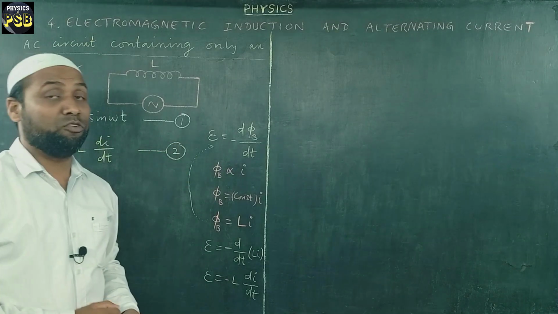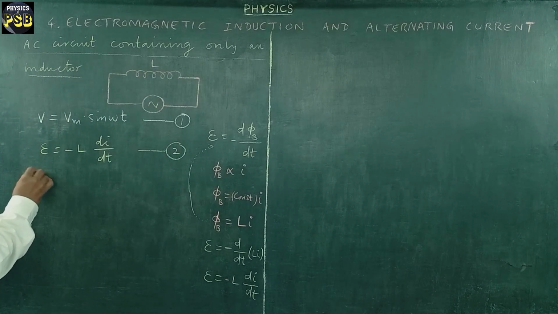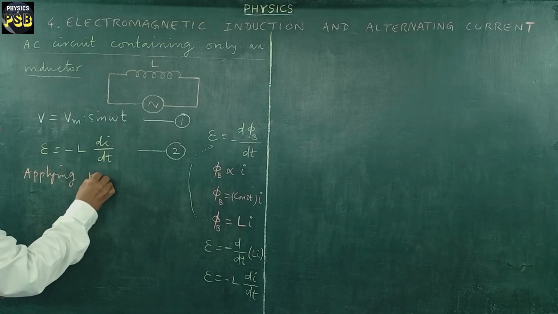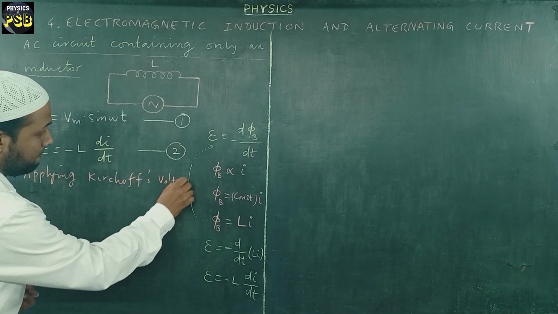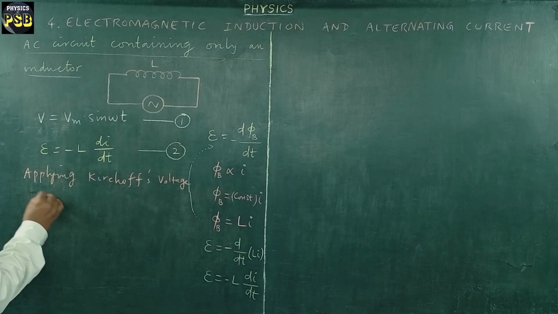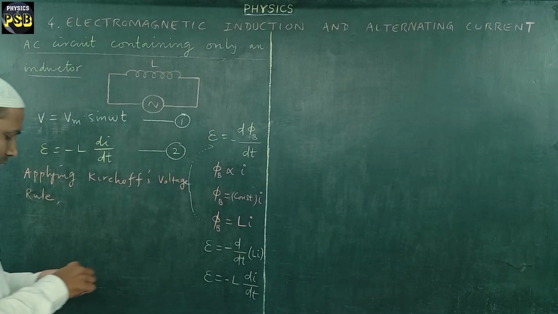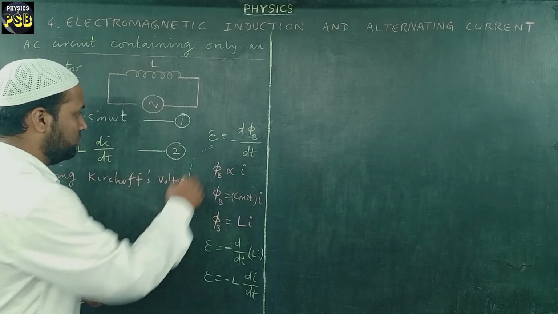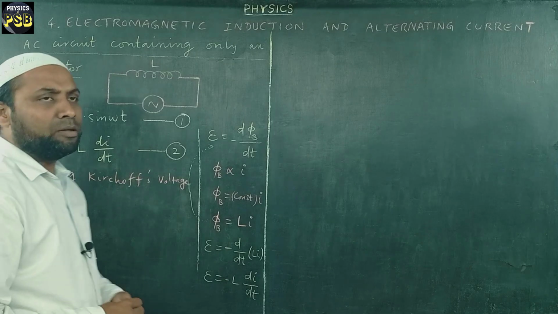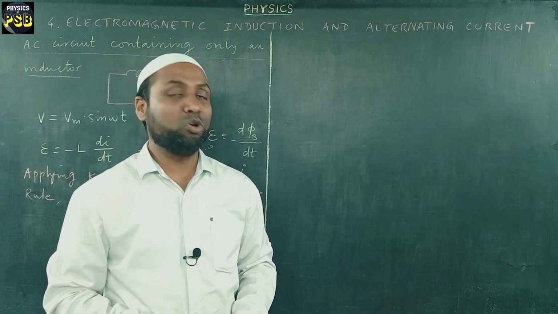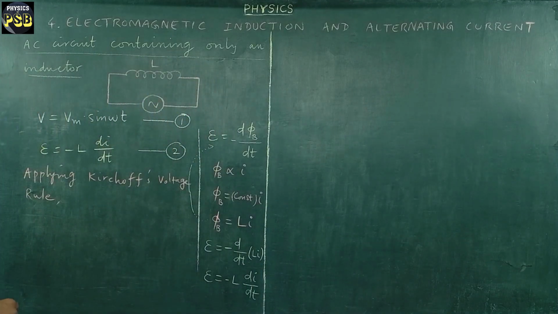Now I am going to apply Kirchhoff's voltage rule here. What does Kirchhoff's voltage rule say? Kirchhoff's voltage rule is applied to a closed loop. According to it, the sum of voltage in a closed loop is equal to the total EMF in that closed circuit or loop. Clear?